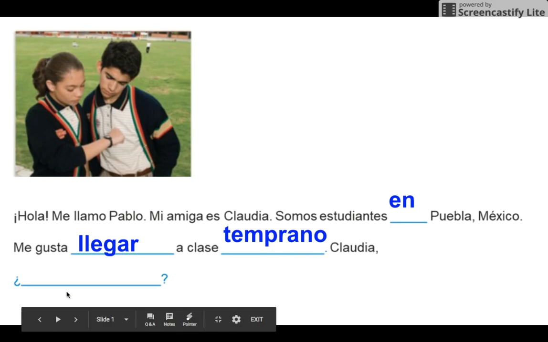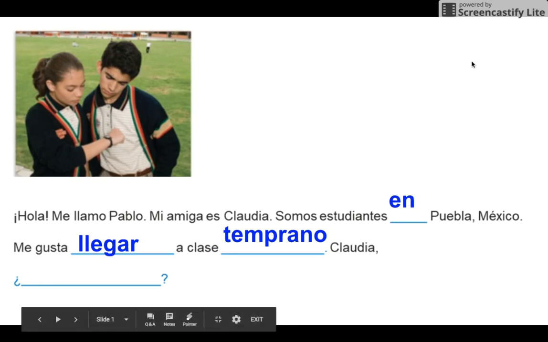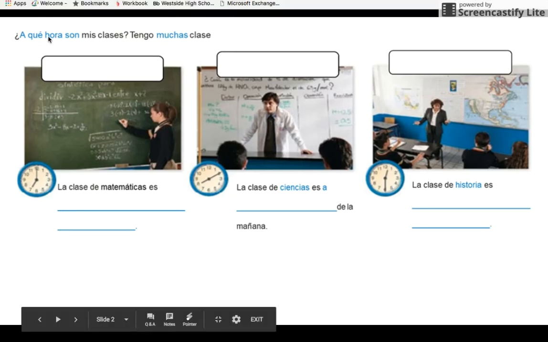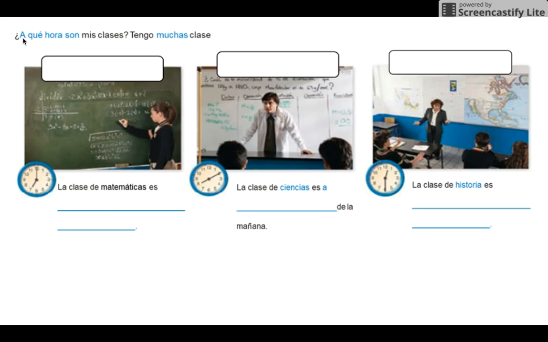Claudia, what's the phrase that means what time is it? Claudia, ¿qué hora es? ¿A qué hora son mis clases? At what time are my classes? Tengo muchas clases.